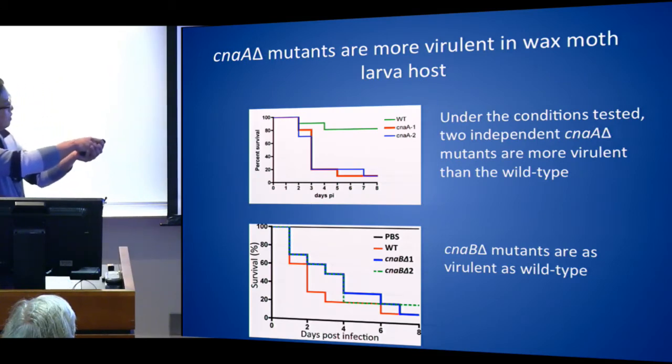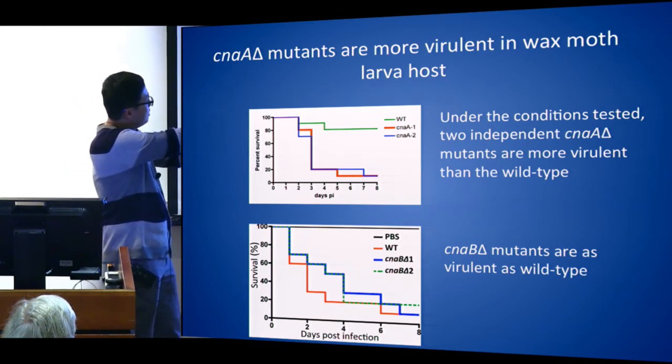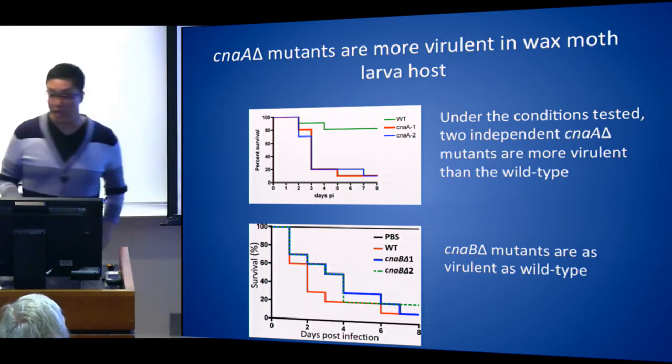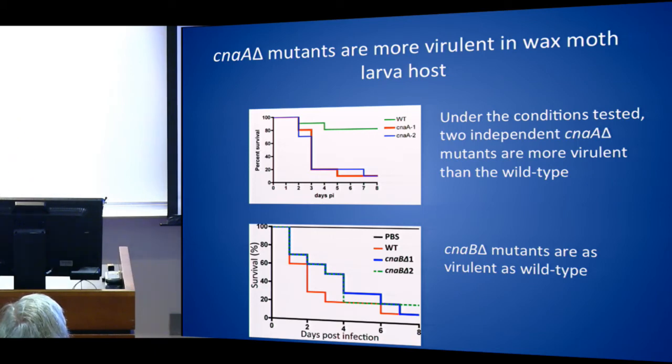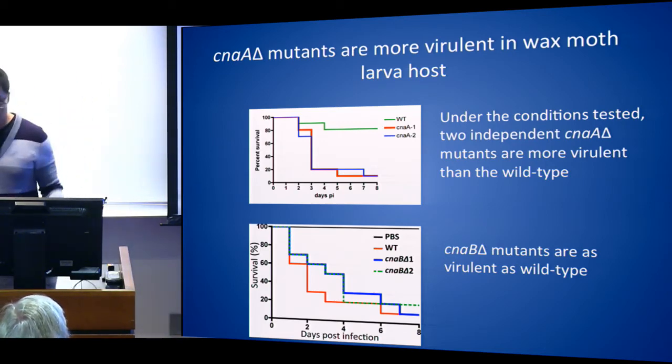So here, at the given inoculum, wild type is moderately virulent, but the CNA A mutants are very aggressive. They kill the host pretty quickly. But CNA B mutants are as virulent as wild type. They are not more virulent, they are not less virulent. Still, they have different roles.